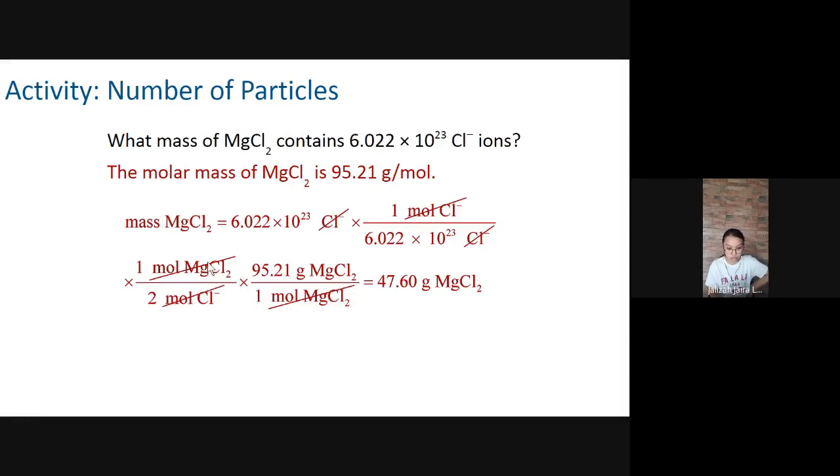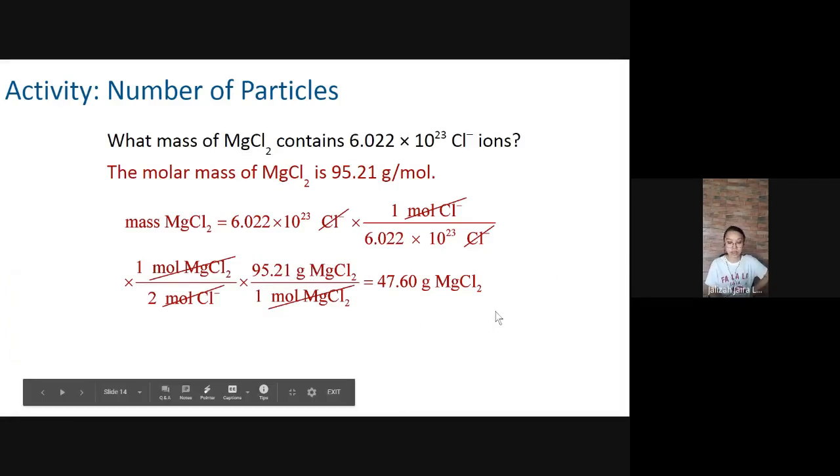Afterwards, so this is your numerator, we want to find grams of MgCl2. So having moles of MgCl2 will provide us a clear way to simply multiply it by the molar mass of MgCl2, which is 95.21 grams per mole. And eventually, we arrive at the final answer right here.